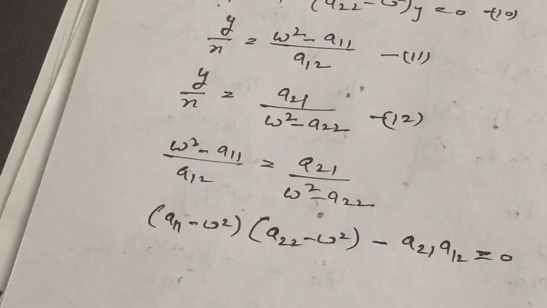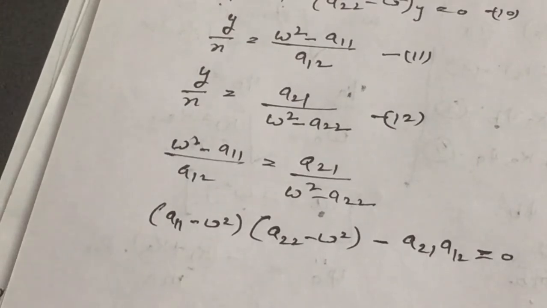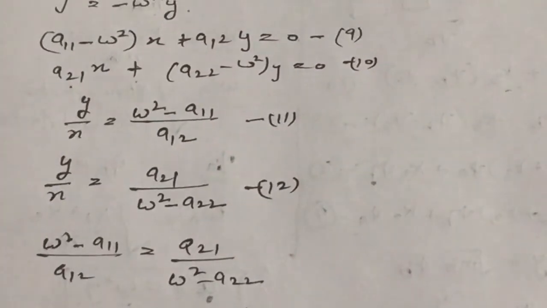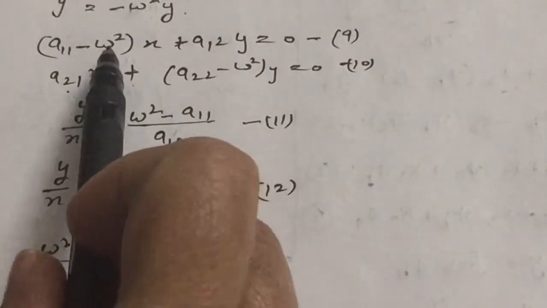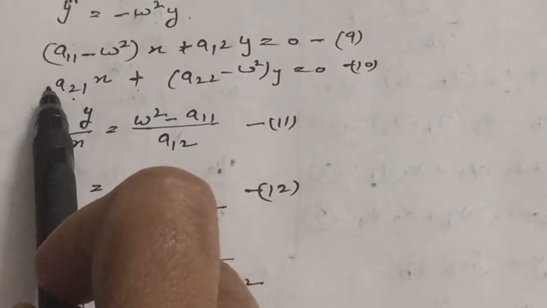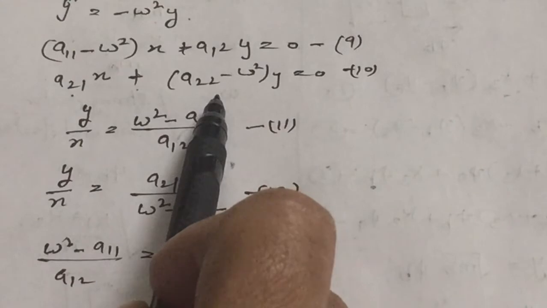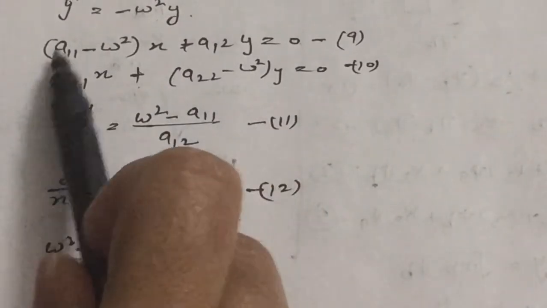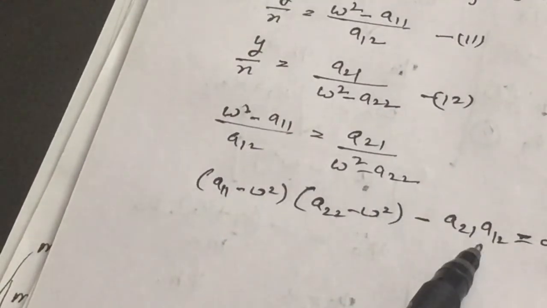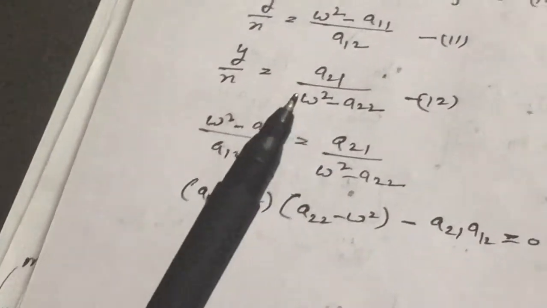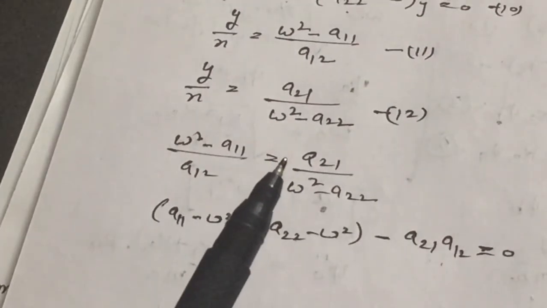This same equation can be obtained by considering equation number 9 and equation number 10 in matrix form. If we take this element a11, this element a12, this element a21, and this element a22, we will have a matrix, and if we find the determinant, we will get the same determinant as we obtained from this equation. This equation can be obtained by taking equations 9 and 10 in matrix form also.